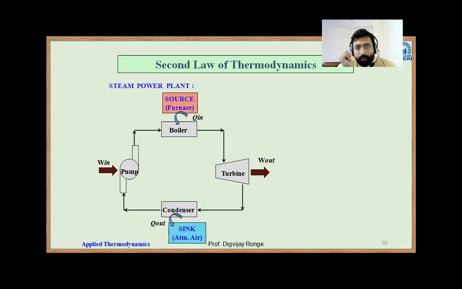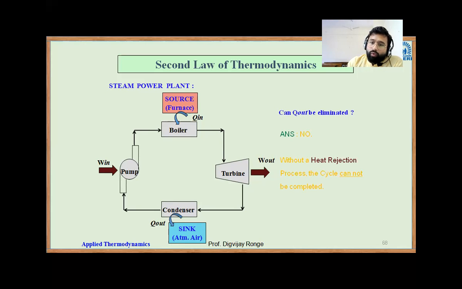So this is an example of a heat engine. Can Q out be eliminated? Q out is heat loss to the surroundings. If we decrease Q out, obviously our efficiency will increase. Answer: no. Without a heat rejection process, the cycle cannot be completed. This is the statement of the second law of thermodynamics.